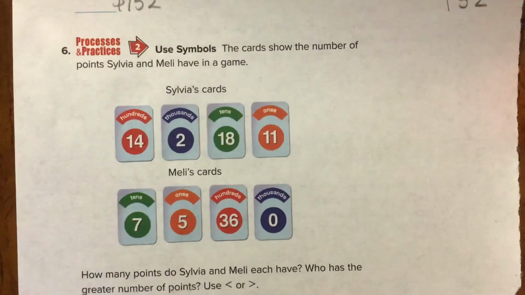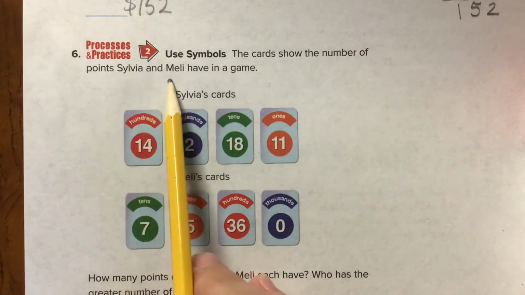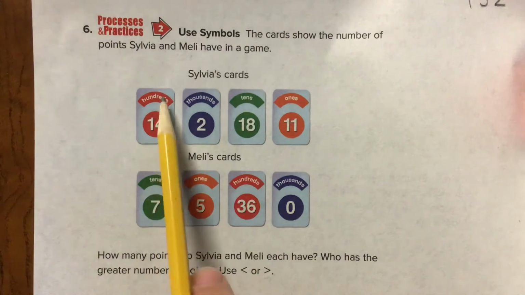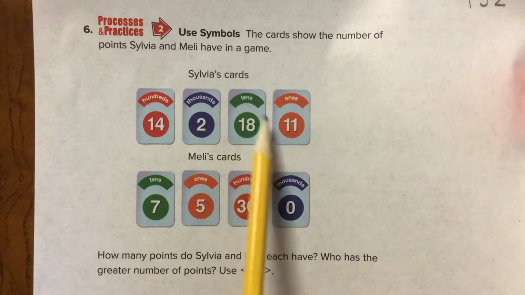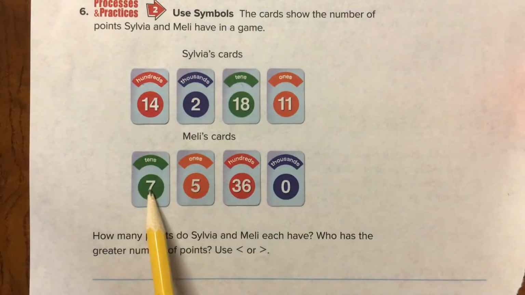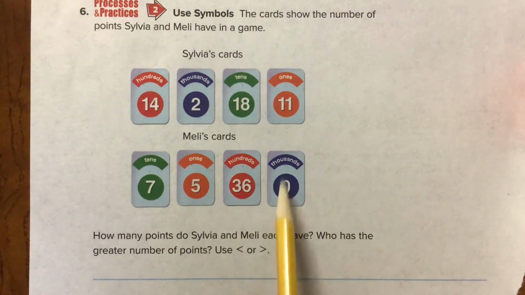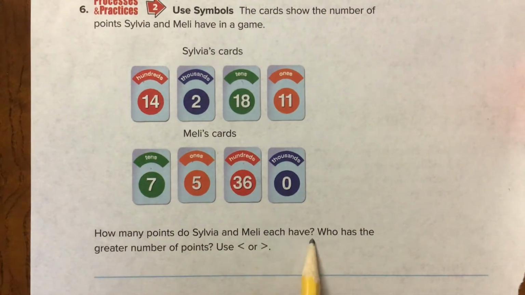Let's go on to the next one, number 6, using symbols. The cards show the number of points Sylvia and Malie have in a game. Sylvia has 14 hundreds, 2 thousands, 18 tens, and 11 ones. Malie has 7 tens, 5 ones, 36 hundreds, and 0 thousands. How many points do Sylvia and Malie each have? Who has the greater number of points? Use less than or greater than.